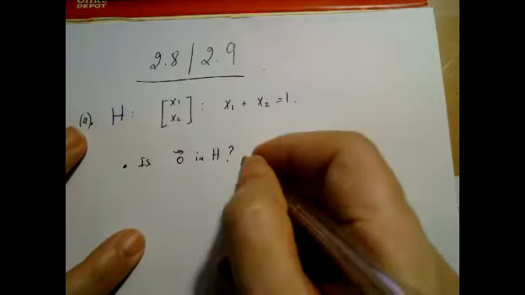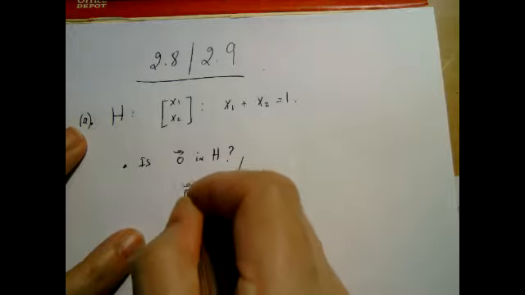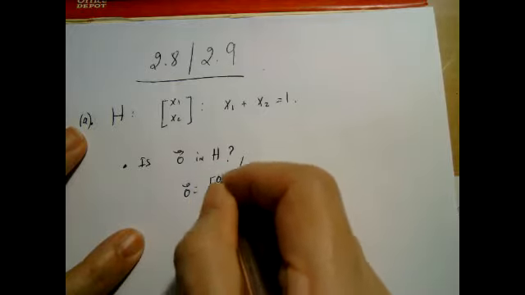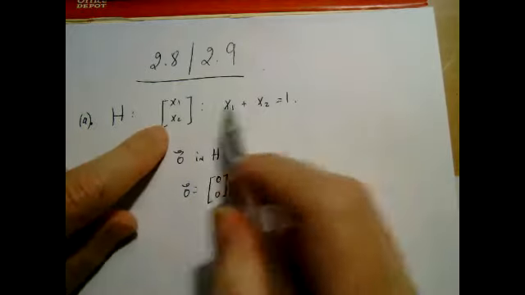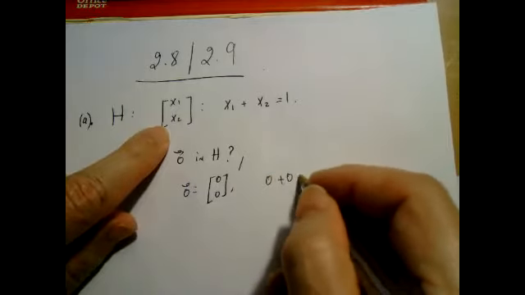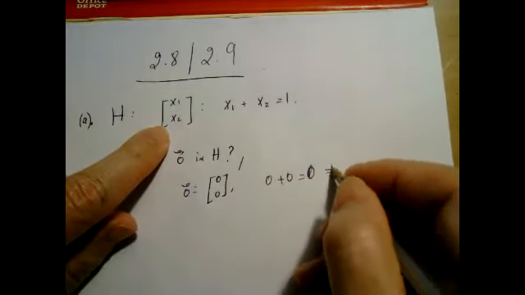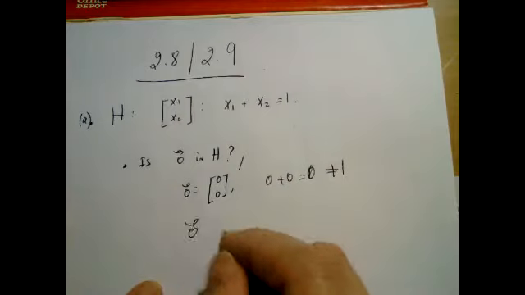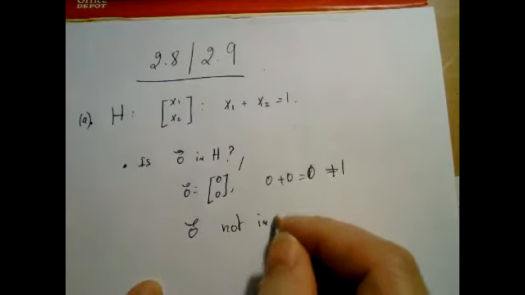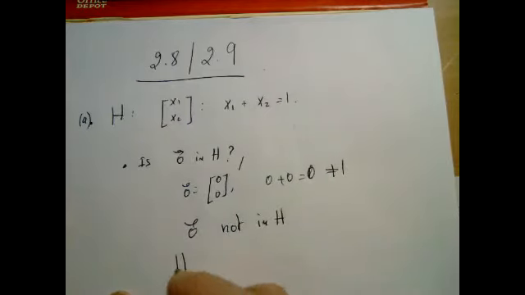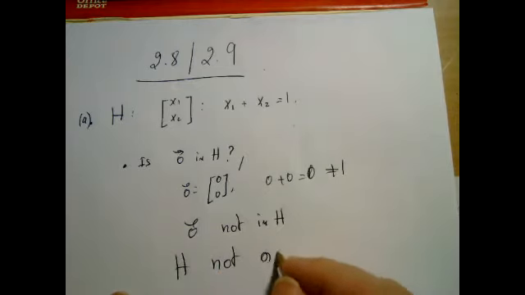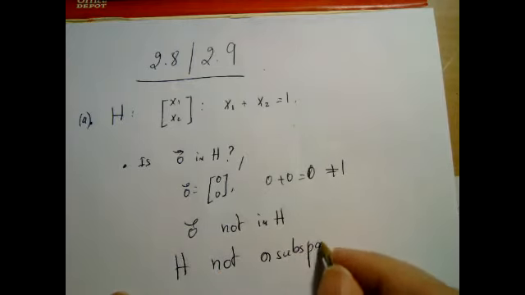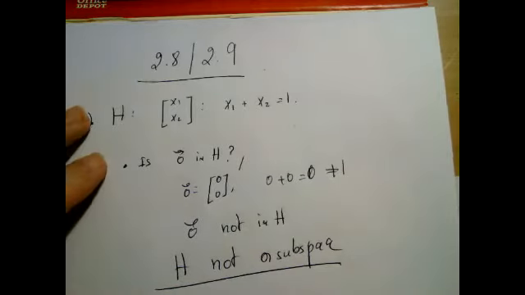Absolutely not. Why? Because the 0 vector is (0, 0), and H consists of every vector that satisfies x1 plus x2 equals 1. 0 plus 0, of course, equals 0, which is different from 1. So 0 is not in H, which means H is not a subspace. Done with the first one. So the first thing we ask ourselves is, is it a subspace?